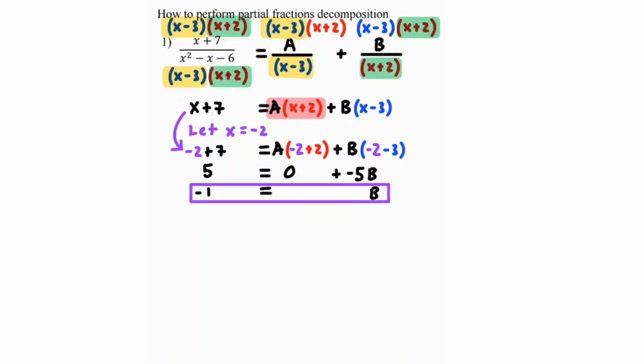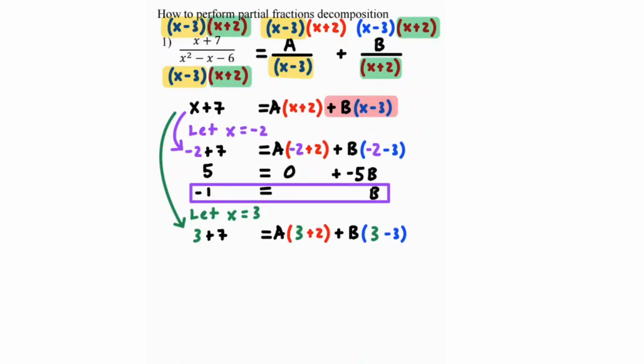Well, since we looked at the a times x plus 2, let's now look at the b times x minus 3. What happens if you let x equal 3 this time? We'll substitute it in, and we'll get this. We'll simplify it, and we get 10 is equal to 5a plus 0. We can divide both sides by 5, and we get a equals 2.